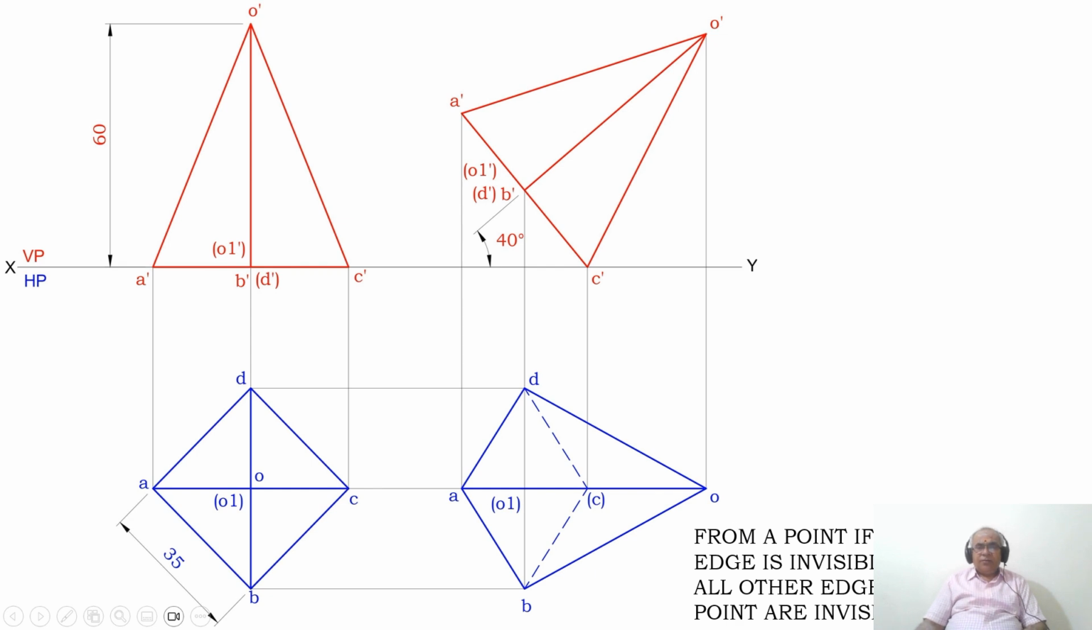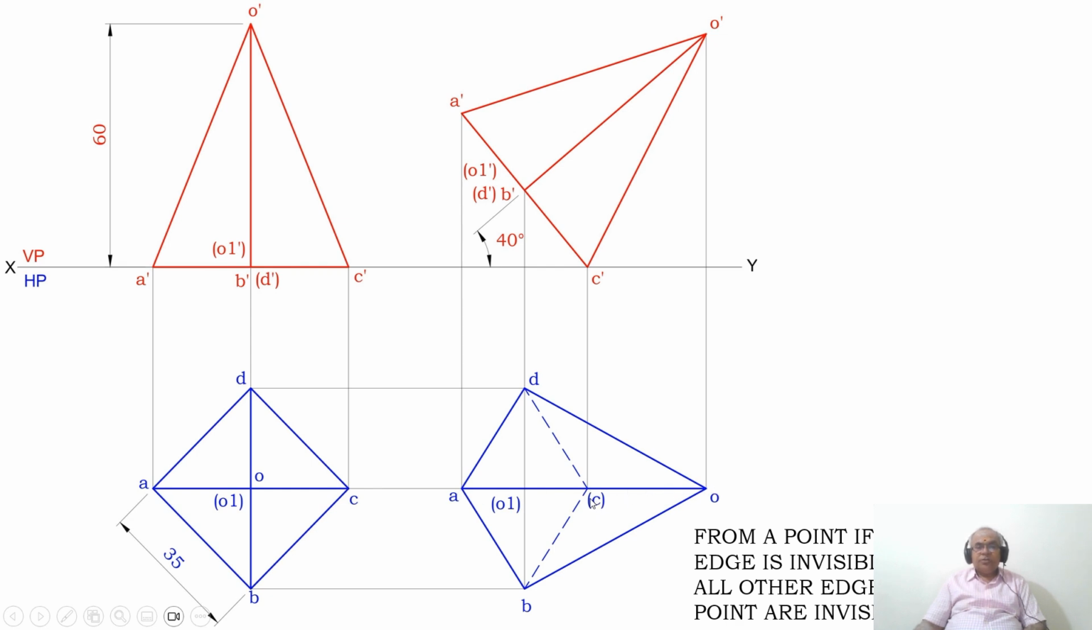Then from a point, if any one of the edges is invisible, automatically all other edges from that point are invisible. So that means from C you have B to C and also C to D. Then also we have C to O. These three are the edges. But here AO is hiding this CO. Therefore, since priority should be given to the visible edge, we have darkened A to O.